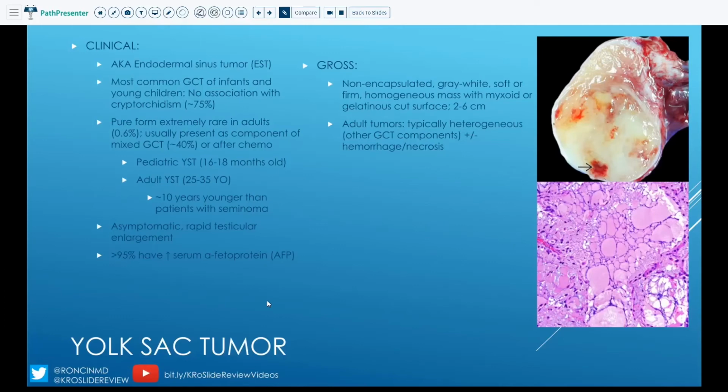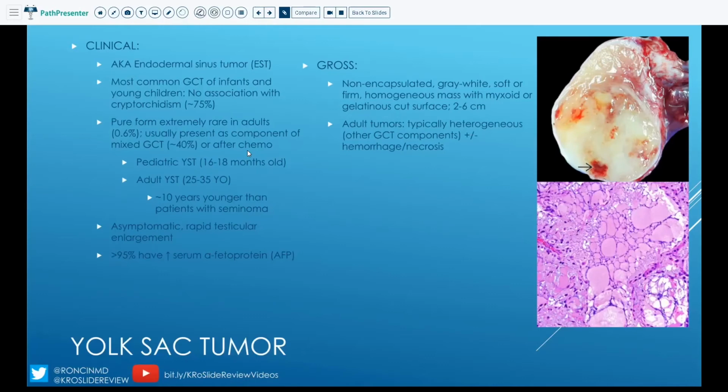So this is most commonly seen in your infants and your young children, and again, young children being less than 15 years old. And unlike other germ cell tumors, there's no association with cryptorchism in 3/4 of these cases. So you can see it, but it's not something you would commonly associate. To see a pure yolk sac tumor, where it's only yolk sac tumor, is extremely rare in adults. And it's usually present as a mixed germ cell tumor in almost half your cases, or it presents after the patient's had chemotherapy. So this would be a recurrence with yolk sac tumor features.